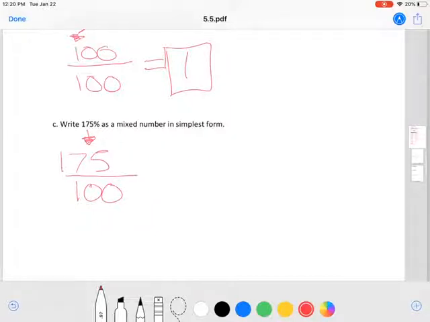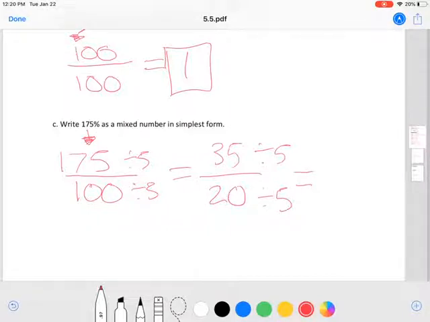We want to turn this into simplest form again. So the first thing we're going to do is divide. Both are divisible by 5. 175 divided by 5 is 35, and 100 divided by 5, we said before, was 20. And if you notice here, these are both divisible by 5 again. So I'm going to divide again by 5. 35 divided by 5 is 7, and 20 divided by 5 is 4.